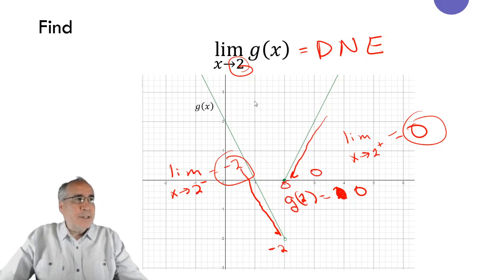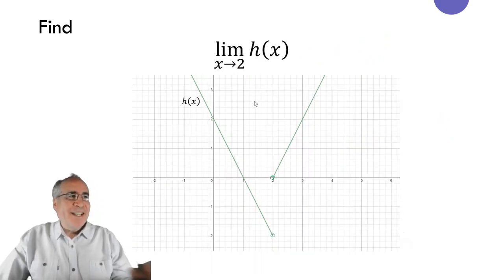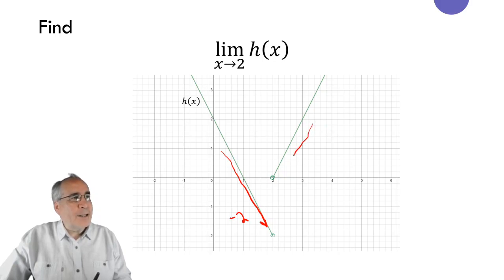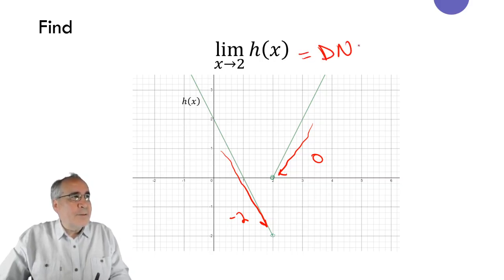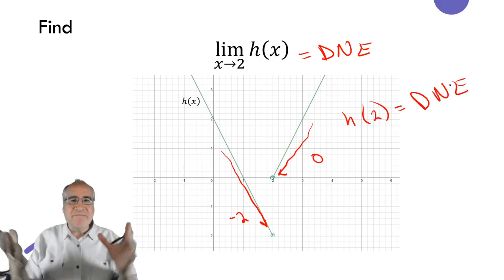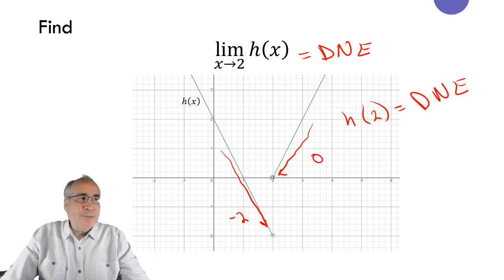Okay, one more example. This one we'll do real quick: open circle, open circle. So this is one where the left-hand limit is -2. The right-hand limit, coming along here, the y value is getting very close to 0. So the limit itself does not exist. And when I try to find the function value at 2, it also does not exist. So it's one of those where at 2, nothing exists.